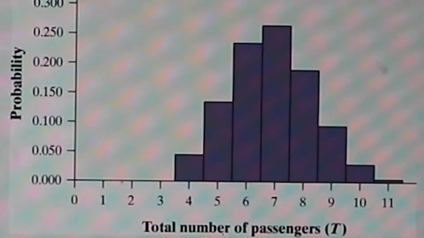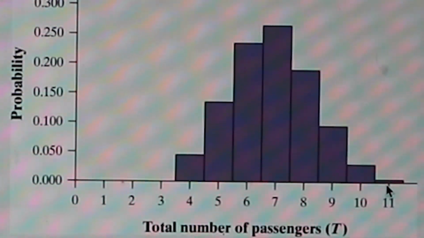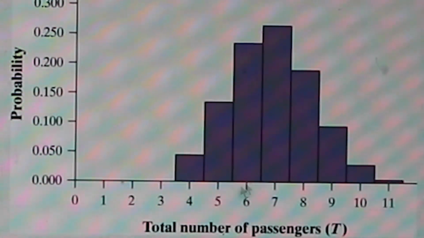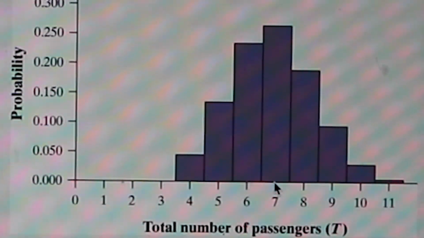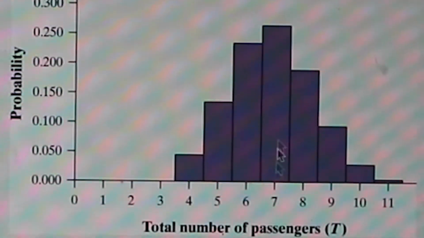Notice how technically we could have 11, but that's the max for Pete and the max for Aaron. So that's very, very unlikely. 6 to 7 seems like the most reasonable. Remember that Pete's maximum, I think, was 4, and Aaron's maximum was 3. So it makes sense that 7 is the highest probability here.